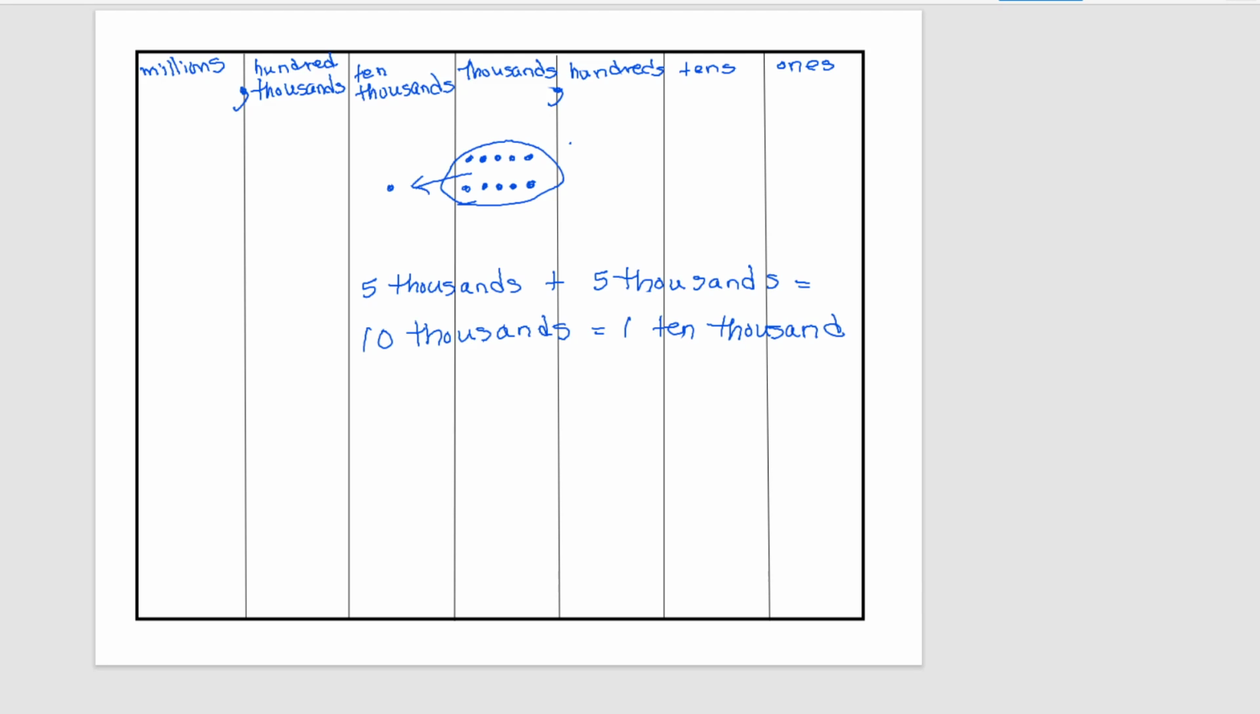So we've written this in unit form by writing out the names of each of the units. We can also write this in standard form by writing each of these using numbers in the standard way that we write numbers. So 5,000 plus 5,000 would be 5,000 plus 5,000. And then we end up with one 10,000. So this would be writing the same equation, but in standard form. Let's erase this.